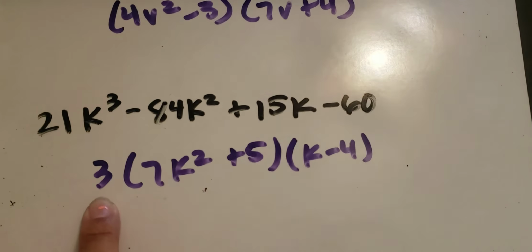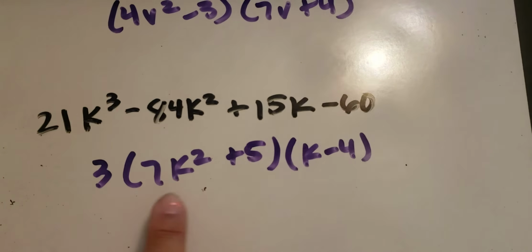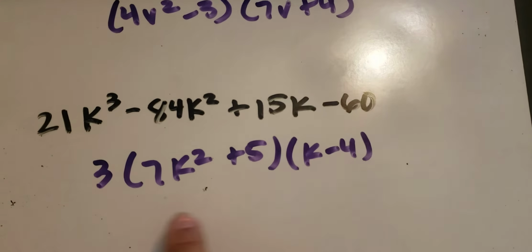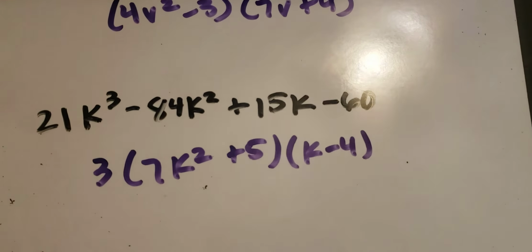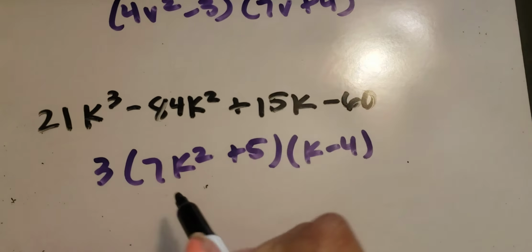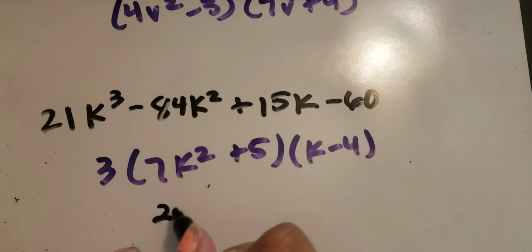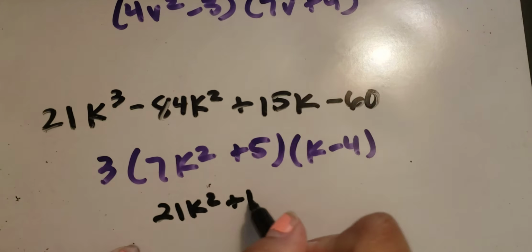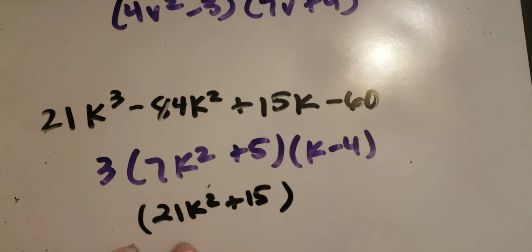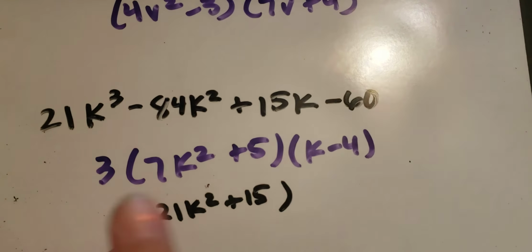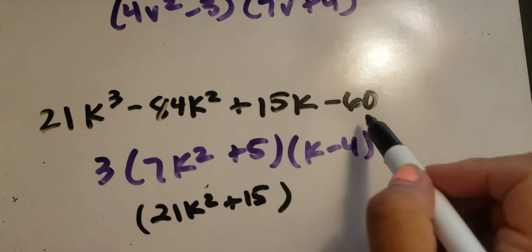If you didn't notice that at the very beginning they have a common factor of 3, when you get to the bottom, let's just suppose you didn't factor out the 3, and you were left with 21k squared plus 15, then you would have said, wait a minute, I could still factor out a 3. And if you factored out the 3 at the end, that would have been okay. Okay, and then this is what you get.